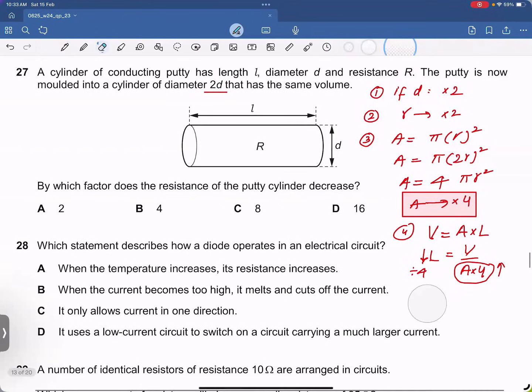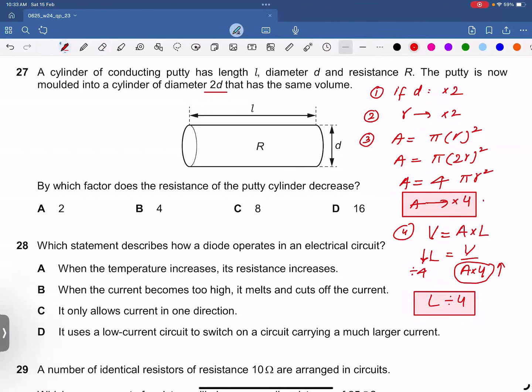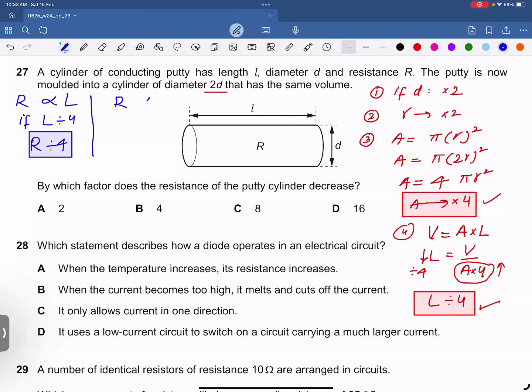Now take these two concepts with you. Doubling the diameter causes the area to be times 4. If area is times 4, the length is divided by 4. Now I'm using the blue color finally. Resistance is directly proportional to length, so if the length is divided by 4, resistance will also be divided by 4. Next, resistance is inversely proportional to area. If area is times 4, resistance will be divided by 4. So overall resistance will be divided by 4 and 4. Resistance will be divided by 16.